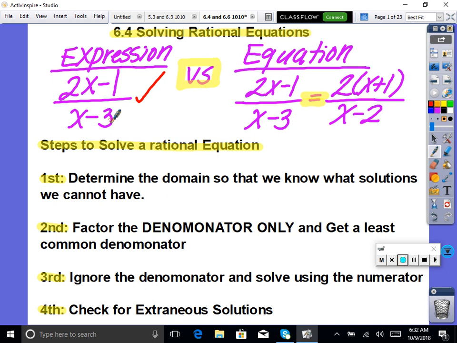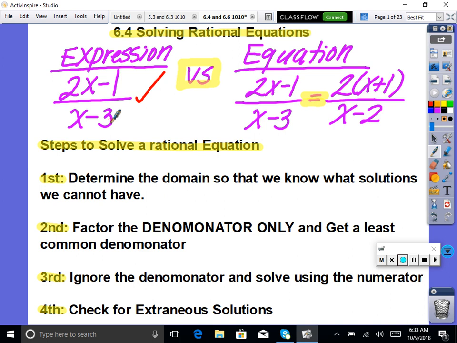First we'll determine the domain, meaning our restrictions, so we know what solutions we cannot have. Second, factor the denominator only, similar to adding and subtracting, and get least common denominators. You really only want to factor the denominator. Then once you have a least common denominator, it's nice because you can just ignore the denominator and solve using the numerator. You can just ignore the bottom and solve using the top. You just have to remember you can't do that when adding and subtracting, because once people learn this, they'll start doing that for adding and subtracting. And then fourth, we still will just check our solutions, basically just to make sure we've done things right. We should really take care of any extraneous solutions by restricting first.